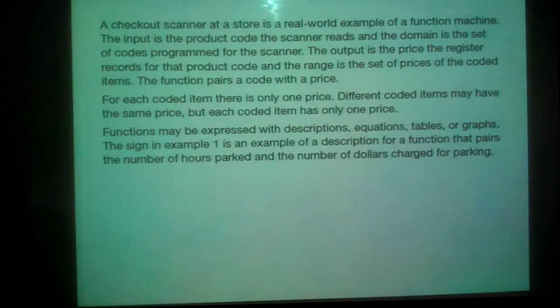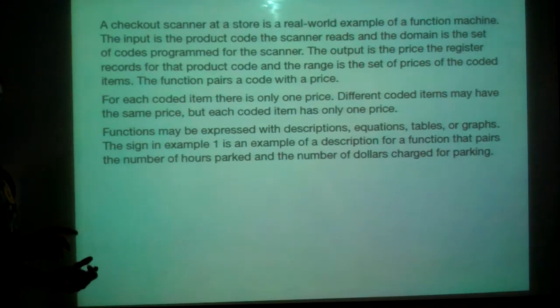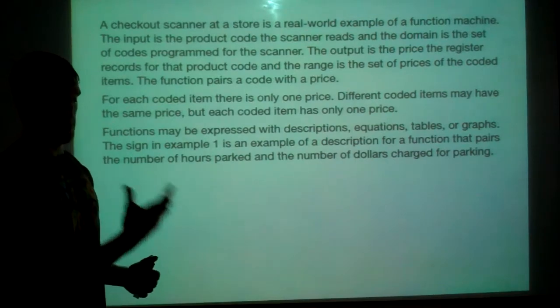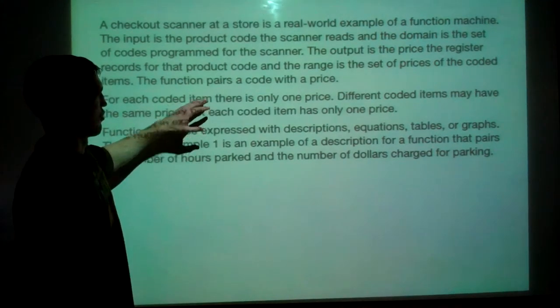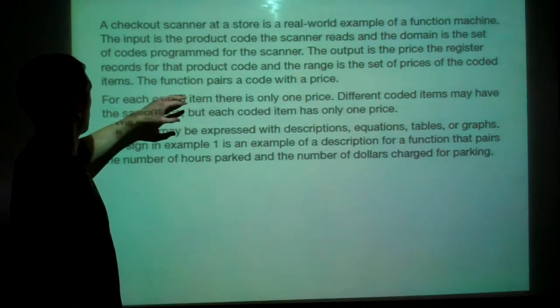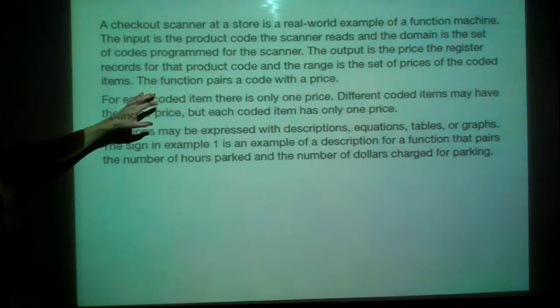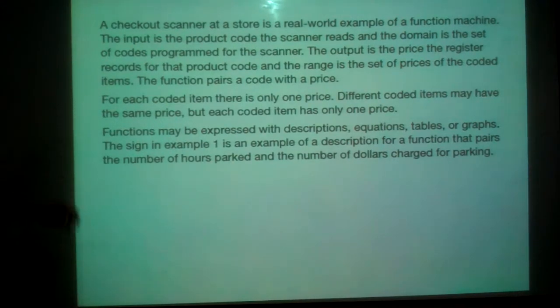Okay. Oops, sorry. So a good example: a checkout scanner at a store is a real-world example of a function machine. The input is the product code the scanner reads, and the domain is the set of codes programmed for the scanner. The output is the price the register records for that product code, and the range is the set of prices of the coded items. So when you scan something at a store, or when a clerk does that for you, it reads a certain number, and that number has a price attached to it. So the program number would be our domain, the input, and then our output is the price that it records for that number. Okay?